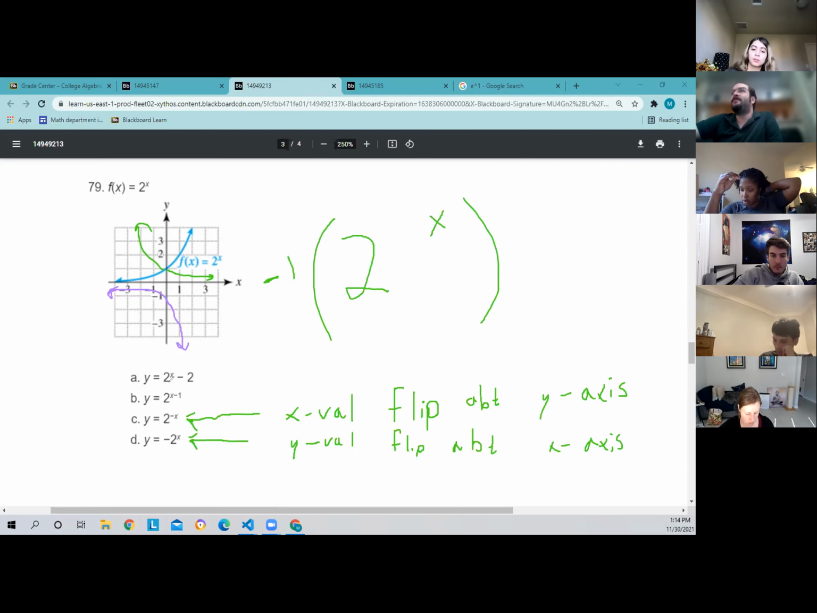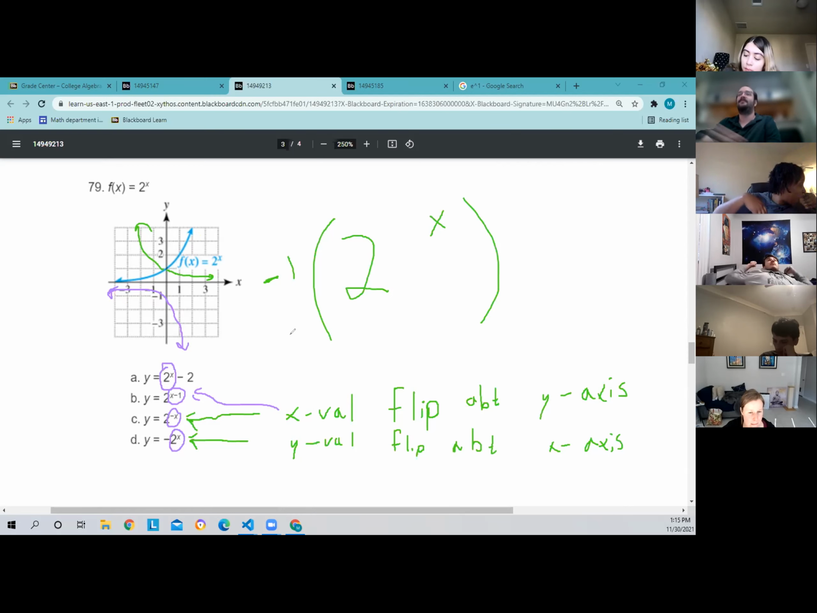So if they're doing something up in the exponent, right, and it's attached to the x, that should be happening to your x value. If they're doing something on the outside, and we can circle this 2 to the x, it's like your parent function, they're doing something on the outside of it, that should be happening to your y value. And you got to remember your graph transformations. It's been a few days.